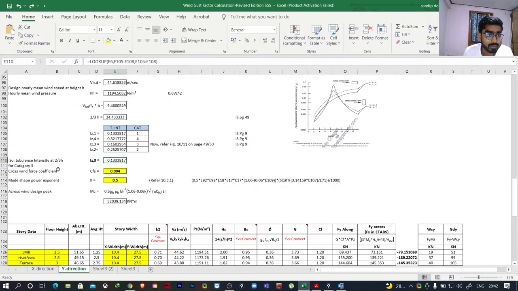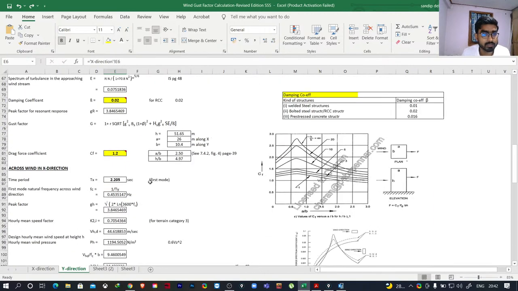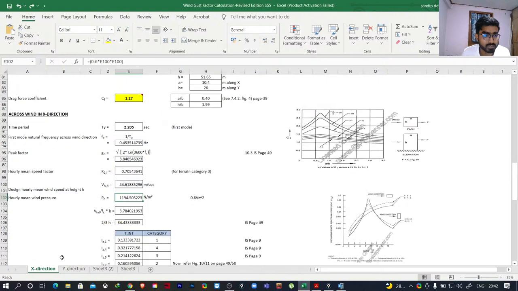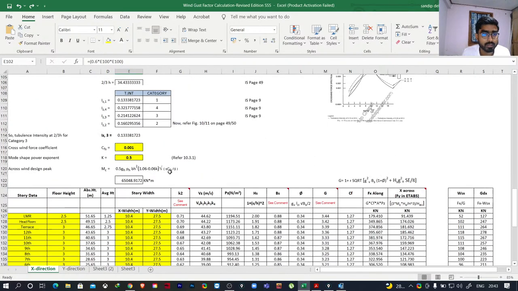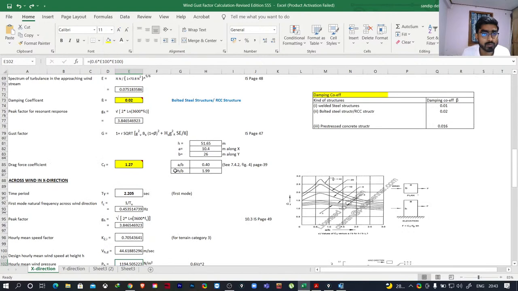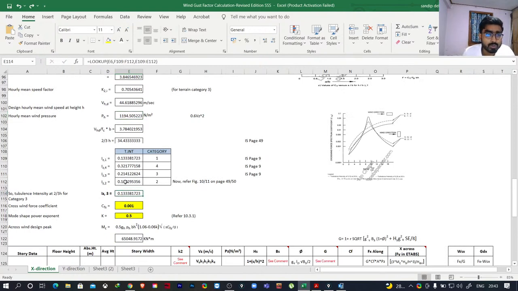Where is it? Category 3, 0.16. So something is off, I guess, but let me see what category we have. By 3 height, in terrain category, we have selected category 3. Maybe the formula is okay. Sorry, let me see in the x direction. Maybe in the y direction we have made some mistake. Let me correct it. See here, yeah, here. So for category 3, it should be this one.